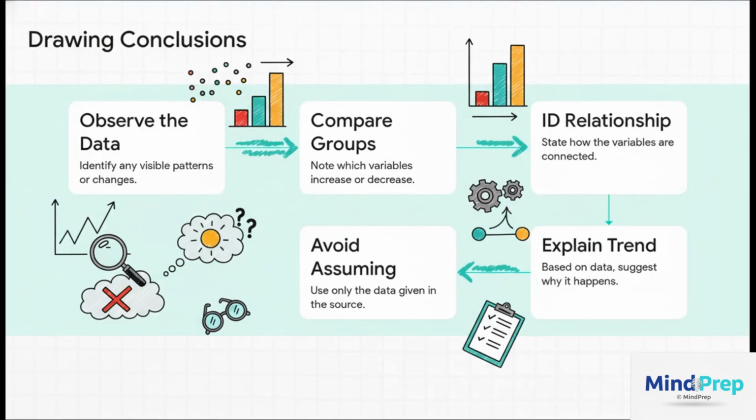And here it is, your 5-step plan to victory. First, just observe the data. Then, you compare the different pieces of information. Third, you identify the relationship between them. Fourth, you explain the trend you see. And finally, and this is a big one, you avoid assumptions. We're going to dig into a couple of these key steps right now.